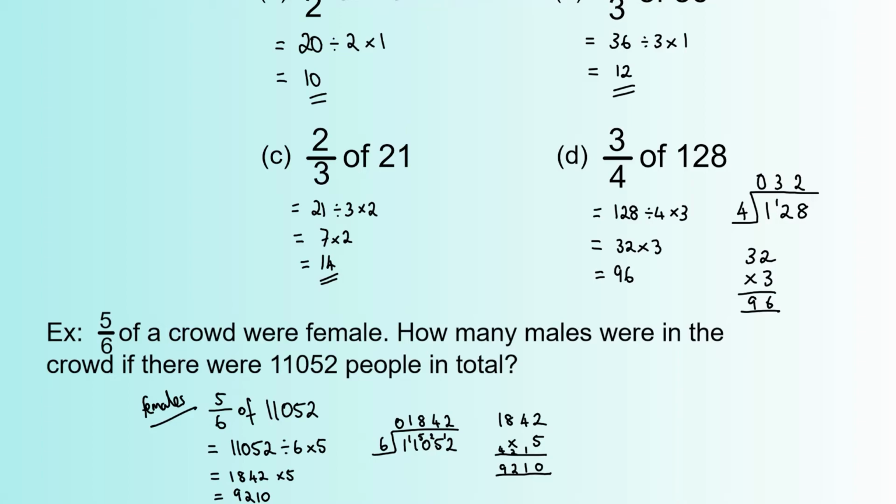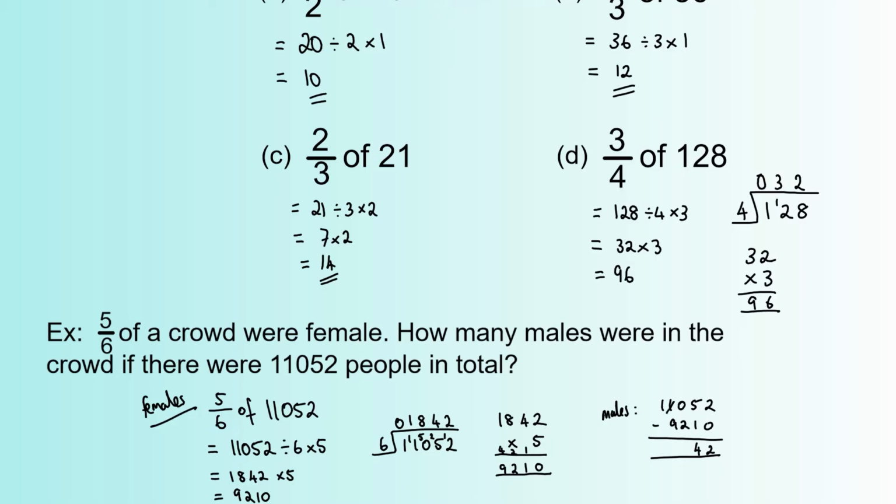If we want to find out how many males there are, we've got to do a little subtraction sum. So we've got 11,052 minus 9,210. Make sure you set them out all in a line. Start lining up from the right hand side. 2 take away 0 is 2. 5 take away 1 is 4.